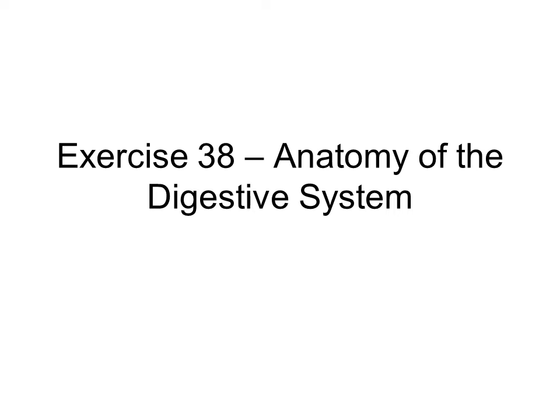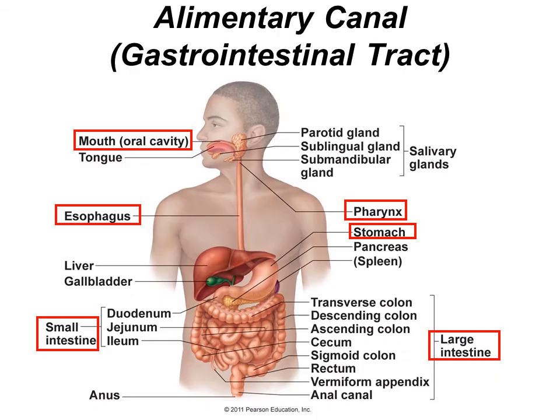This is exercise 38, which deals with the digestive system. So we're going to briefly go over the anatomy of it. The digestive system, also known as the gastrointestinal tract or alimentary canal. This is showing the major features of it, starting at the mouth with the oral cavity, which contains the tongue in it. What is boxed in red are the major organs for the digestive system. The other components are either subgroups of it or accessory structures.